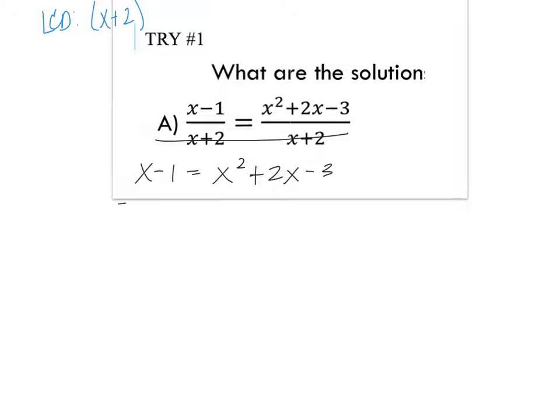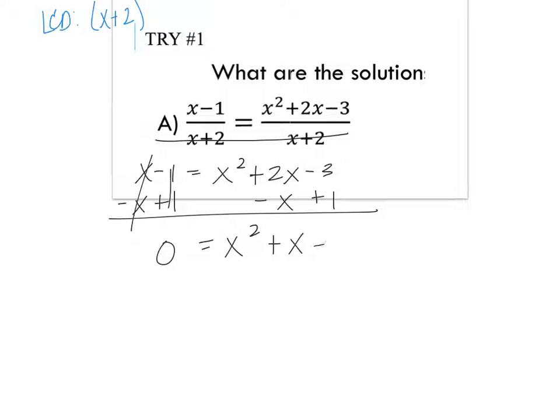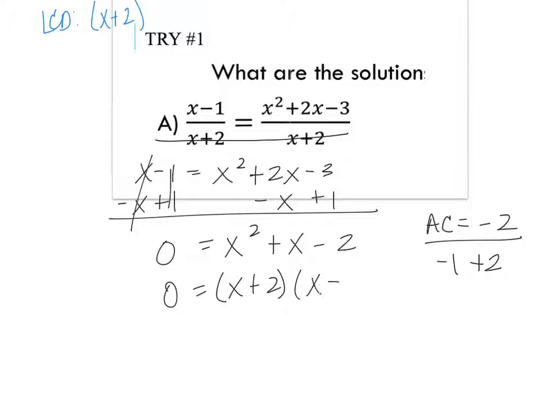Okay, let's move everything to the same side. So subtract x and add 1. Subtract x and add 1. So we get 0 equals x squared plus x minus 2. AC would give you negative 2. The factors of negative 2 are 1 and 2. And the only way we're going to get a positive 1 is if this is positive 2 and negative 1. So x plus 2 and x minus 1. And if I set those equal to 0, I would get x equals negative 2 and x equals 1.